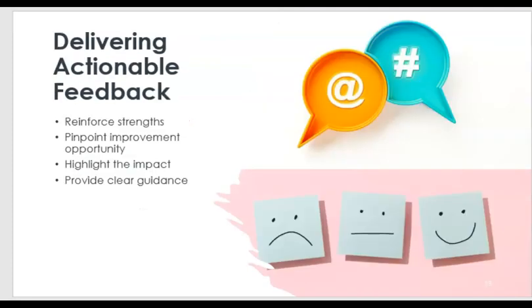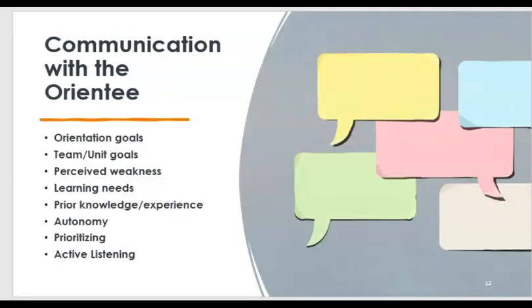So important things to communicate with the orientee are going to be the goals for orientation, but they also need to be aware of what the unit goals are. What are the things that we're trying to focus on? Be sure to share that with them as well as you go along through the orientation process. You do have to let them know where those weak areas are, and I know it's difficult, but if we want them to grow and become stronger nurses, we have to identify those weaknesses.